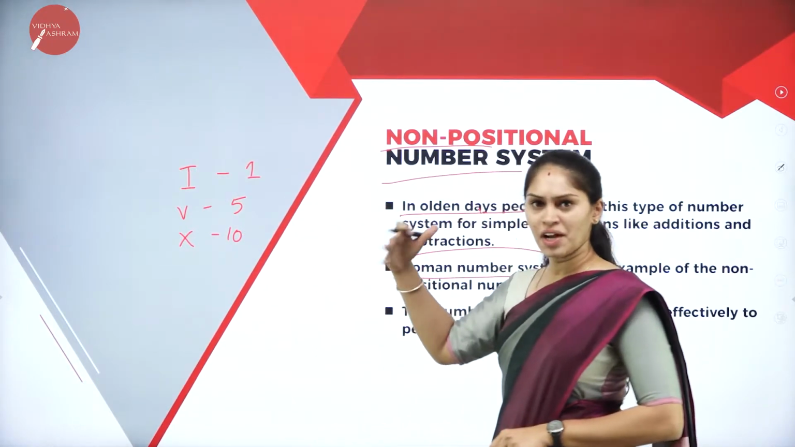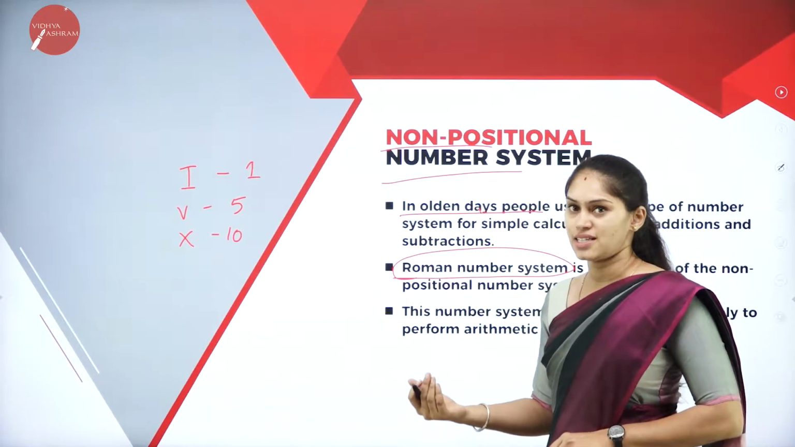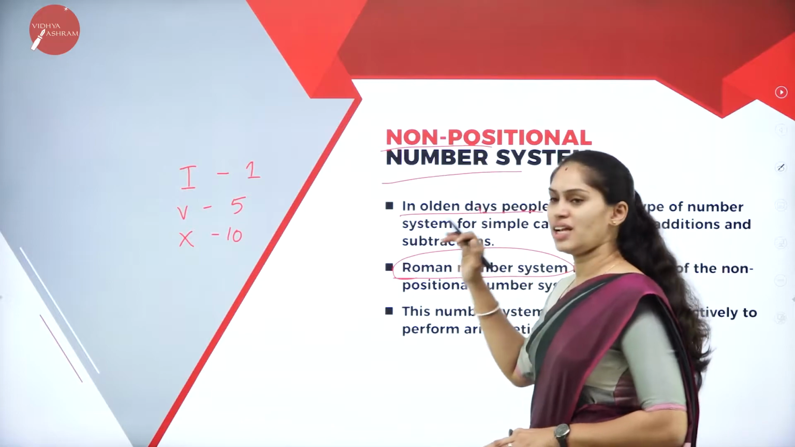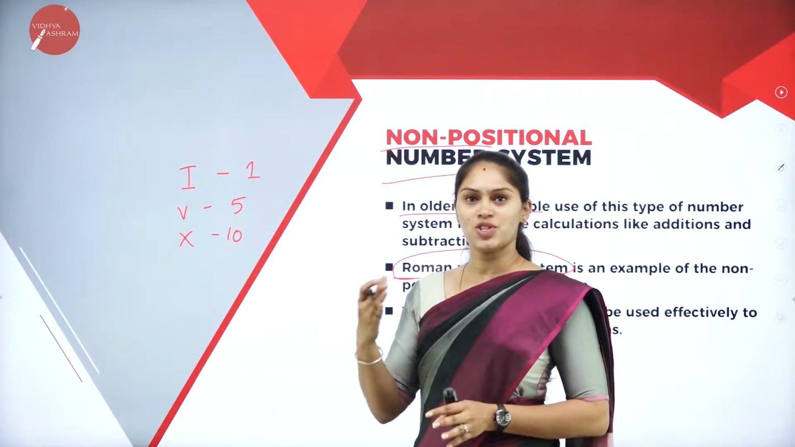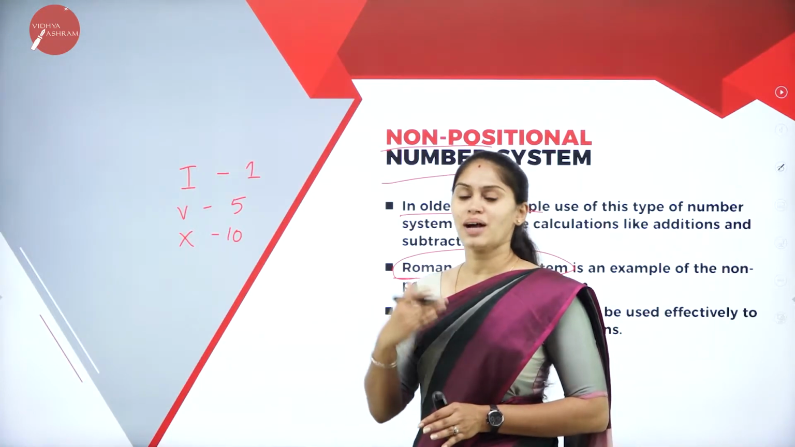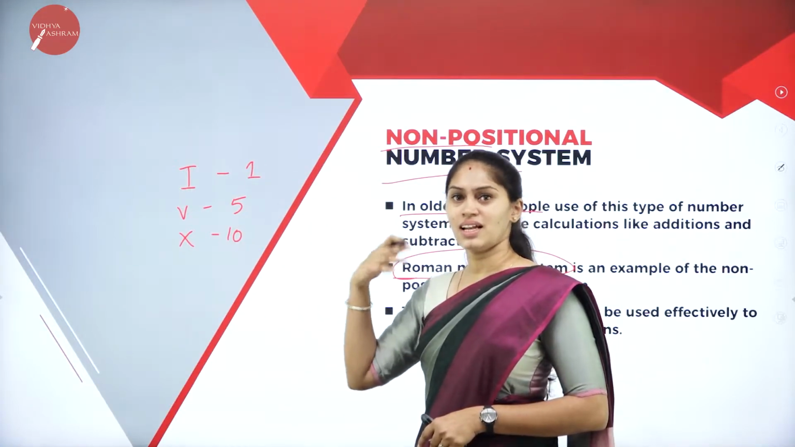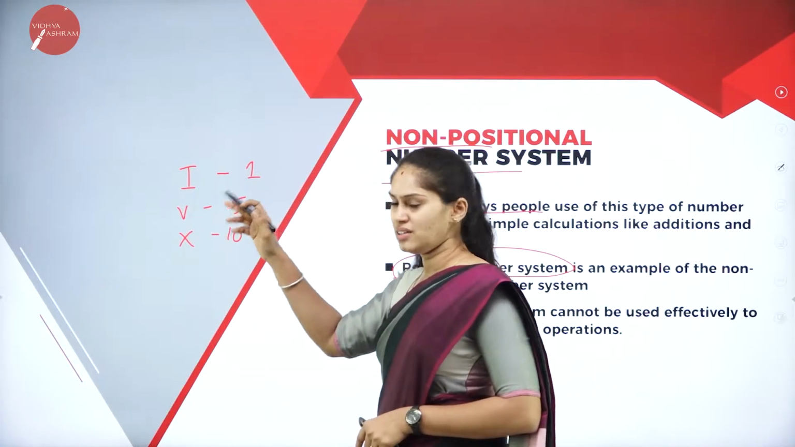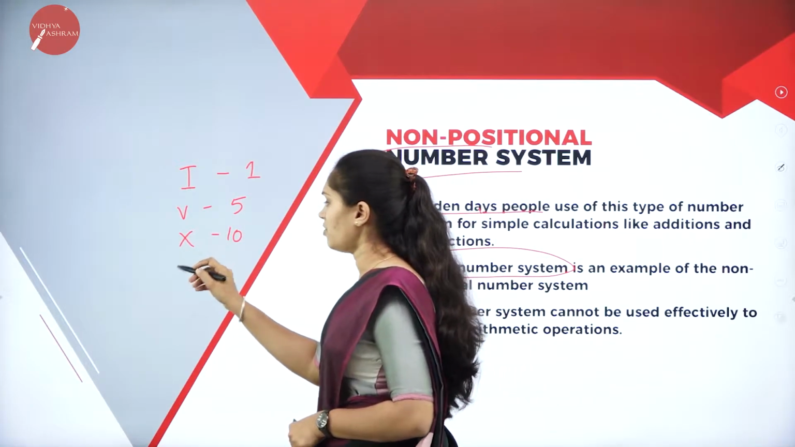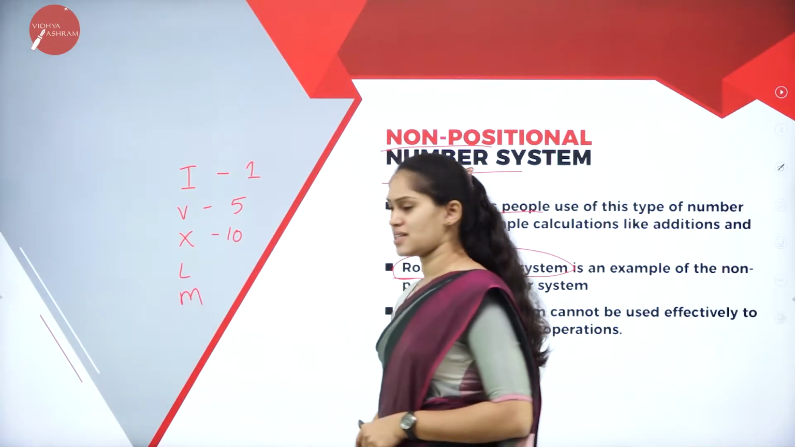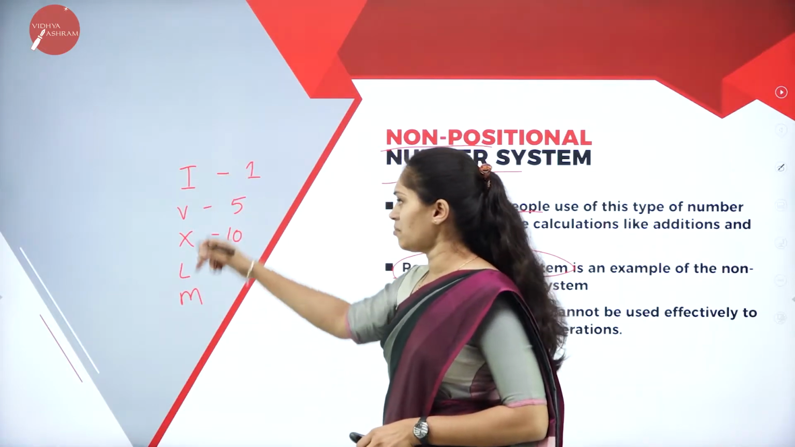Here we are using well-defined symbols. What are these symbols called? Digits. But in the non-positional number system, they don't have any weightage; that is what non-positional means. The Roman number system comes under the non-positional number system, and this is how we represent numbers: I represents 1, V represents 5 and X represents 10. In the same way we use L, M and so on. This is for the representation, and we use these symbols for calculation.